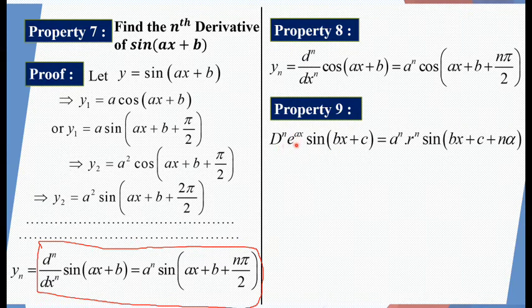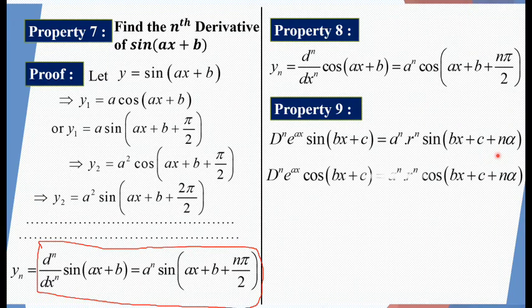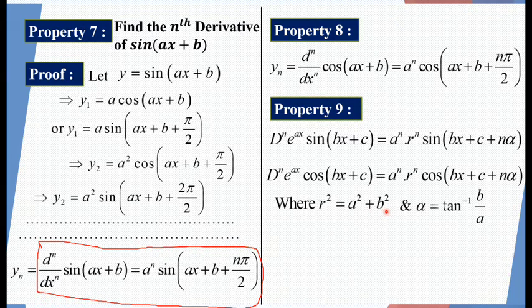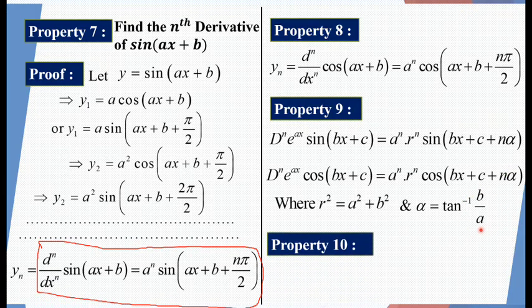So the nth derivative of this function is equal to a raised to power n, r raised to power n, sin(bx + c + n alpha), and the nth derivative of e raised to power ax cos(bx + c) is equal to a raised to power n, r raised to power n, cos(bx + c + n alpha), where r square is equal to a square plus b square, and alpha equals tan inverse b upon a.